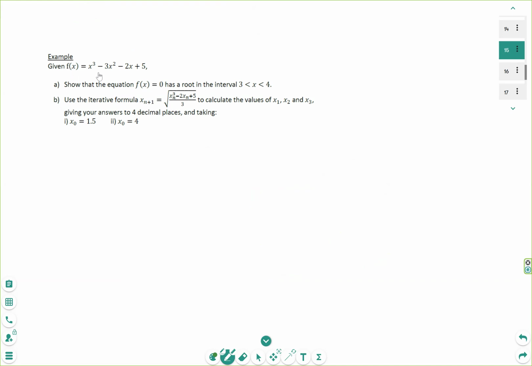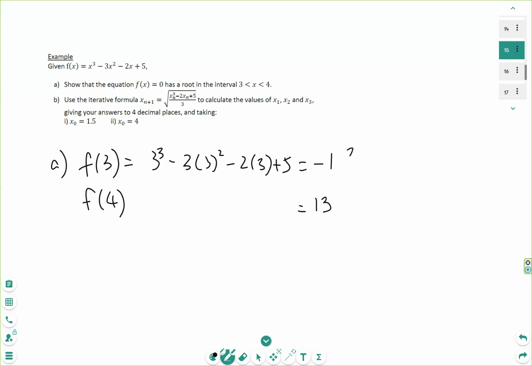Example, given f of x equals x cubed minus 3x squared minus 2x plus 5. So the equation has a root between 3 and 4. So this way you have to use the sign change method. So f of 3 equals 3 cubed minus 3 times 3 squared minus 2 times 3 plus 5. So you put it in the calculator, you should get minus 1. If you put f of 4, you should get 13. So you will say sign changes, there's a root between 3 and 4. Okay, so sign change method in 10.1, which we covered in the last lesson.